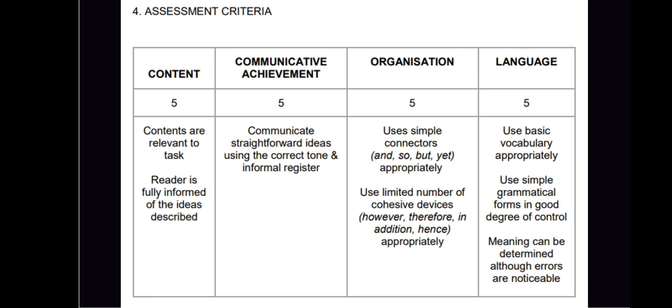The first part, the short message. What you have to do is make sure you communicate straightforward ideas, using the correct tone and informal register. As long as you are able to convey the message, and make sure that Amy gets the answers that she wants, all the questions that she asked just now, then you can get 5 for this part. And then for organization, we have learned this one last week.